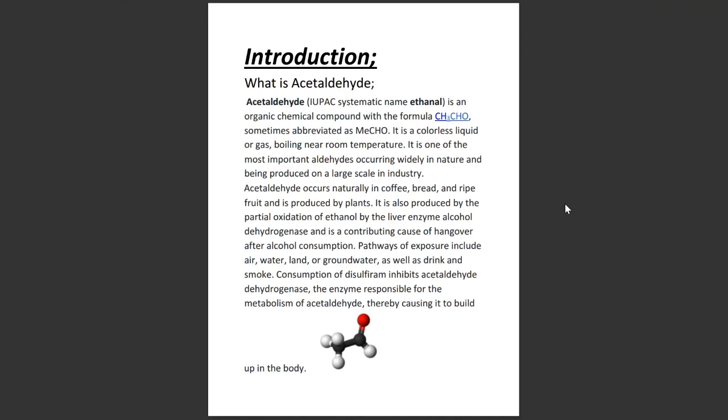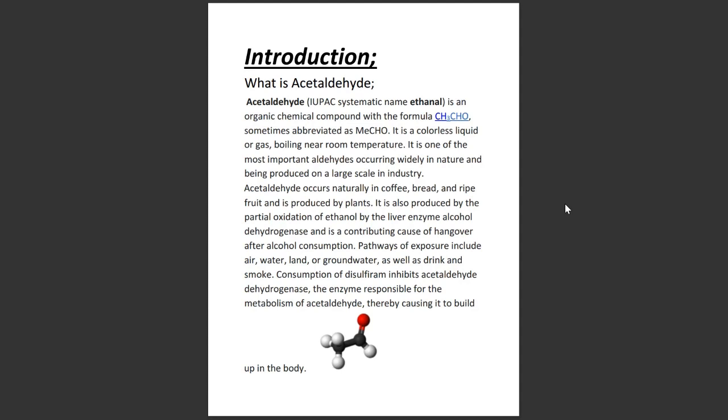Introduction. What is acetaldehyde? Acetaldehyde, IUPAC name ethanal, is an organic chemical compound with the formula CH3CHO, sometimes abbreviated as MeCHO. It is a colorless liquid or gas boiling near room temperature. It is one of the most important aldehydes, occurring widely in nature and being produced on a large scale in industry. Acetaldehyde occurs naturally in coffee, bread, ripe fruit, and is produced by plants.